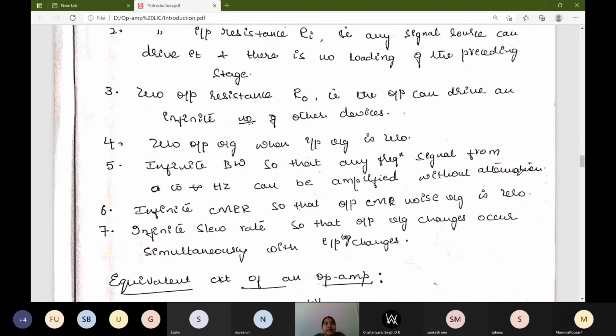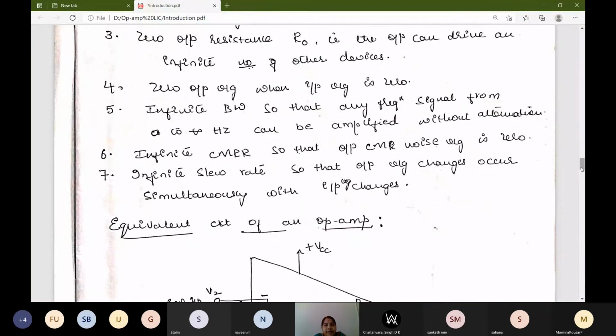Attenuation means it will decrease the signal. It is just the opposite of amplification. Amplification will amplify, attenuation will decrease. Next, the CMRR, that is common mode rejection ratio, should be infinite, so that the output common mode noise voltage is 0, and the slew rate also should be infinite, so that the output voltage changes occur simultaneously with the input changes. So maximum parameters all should be infinite.